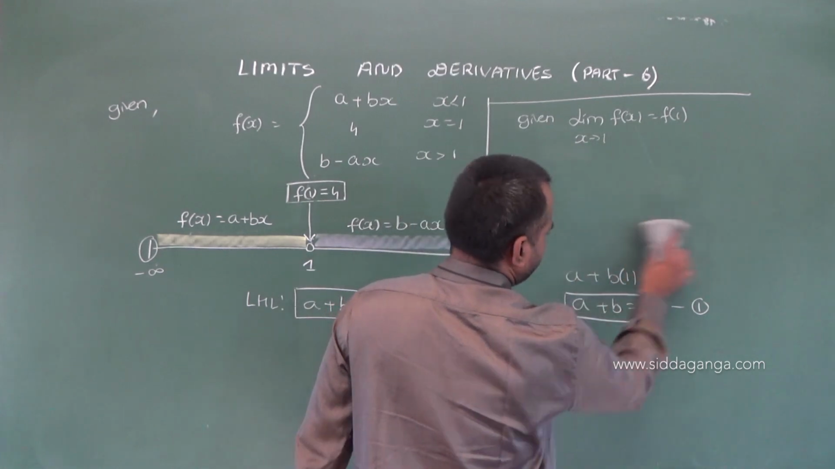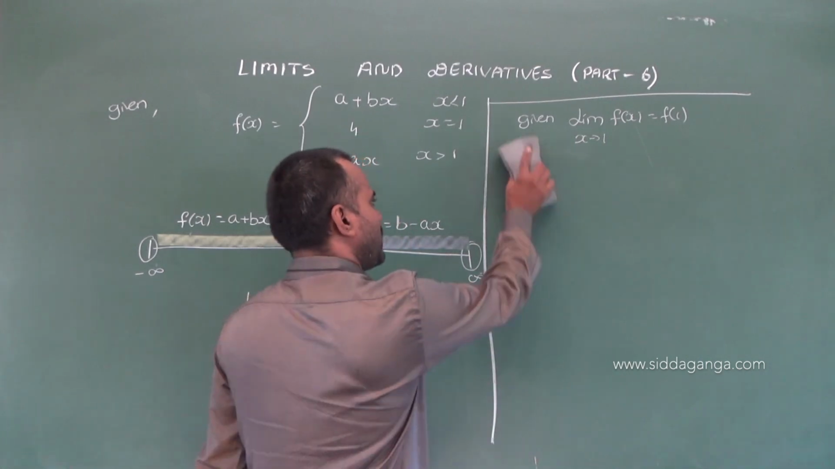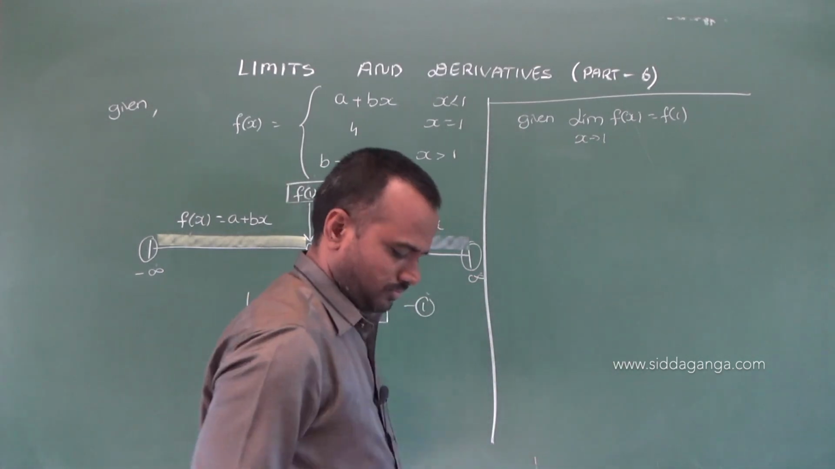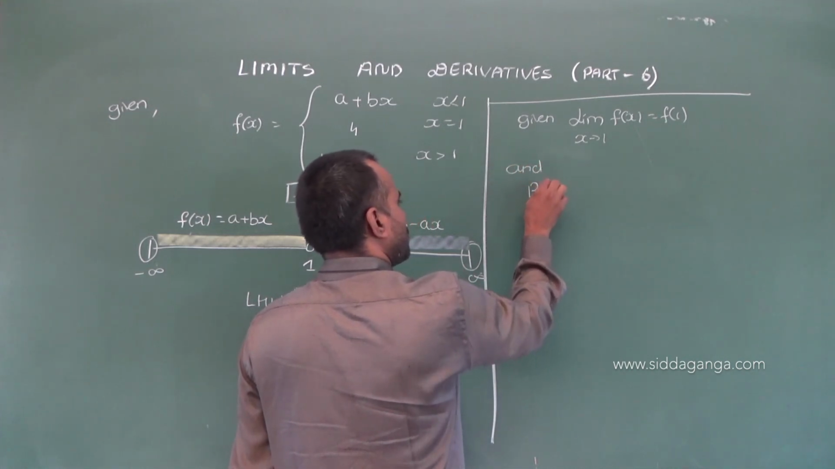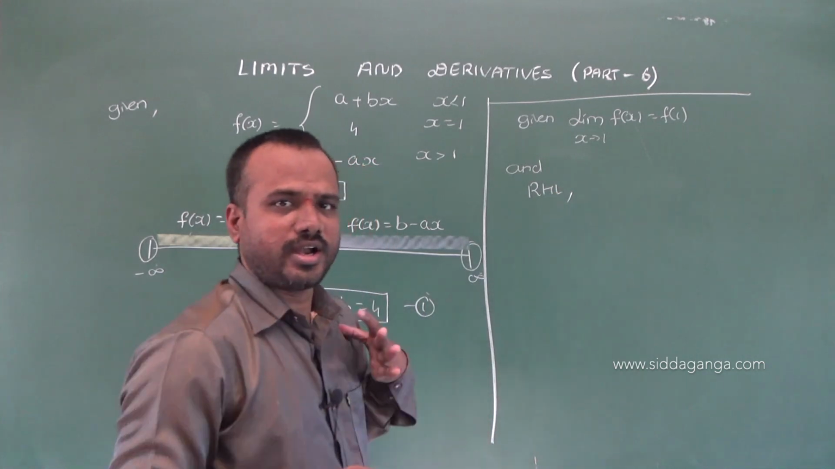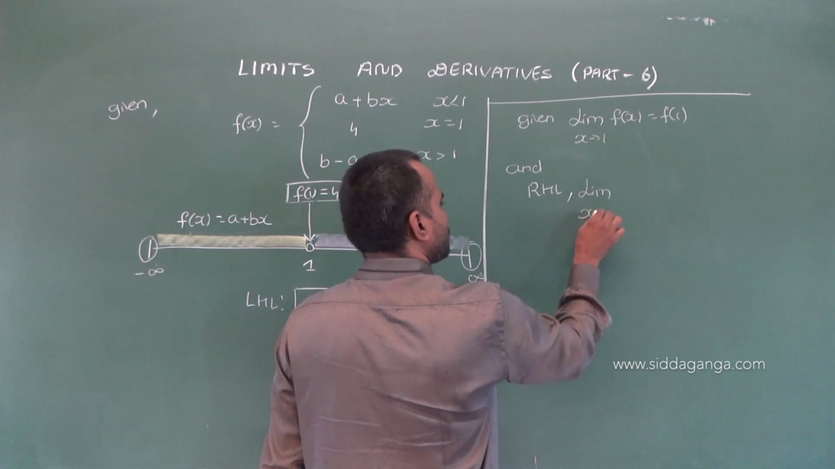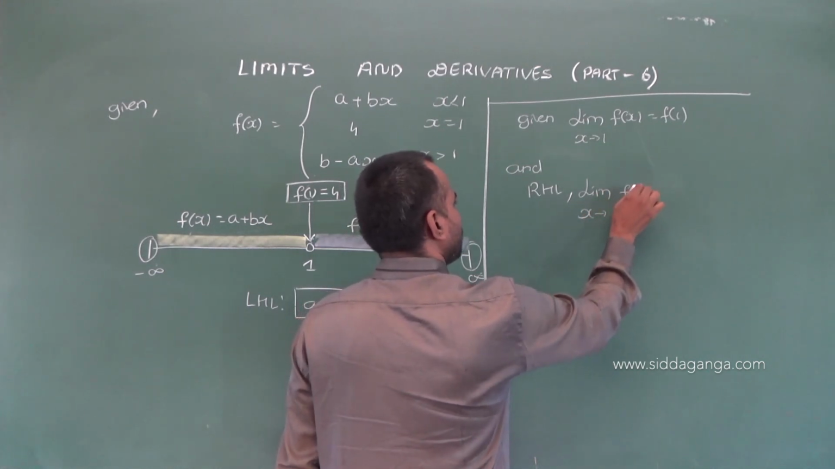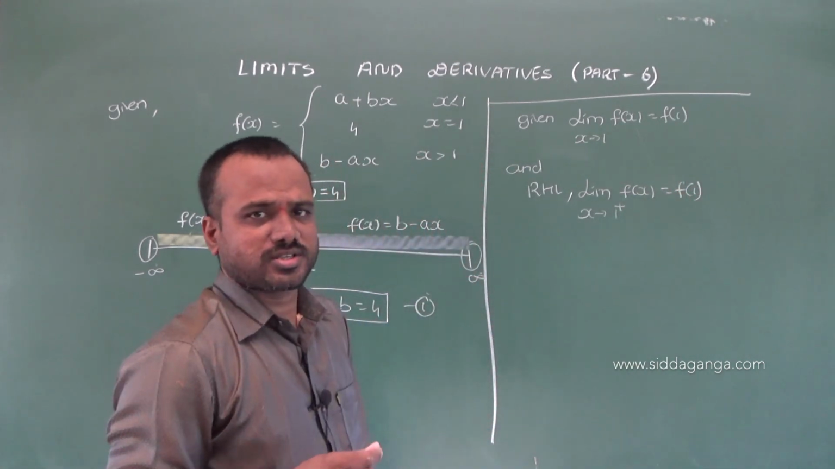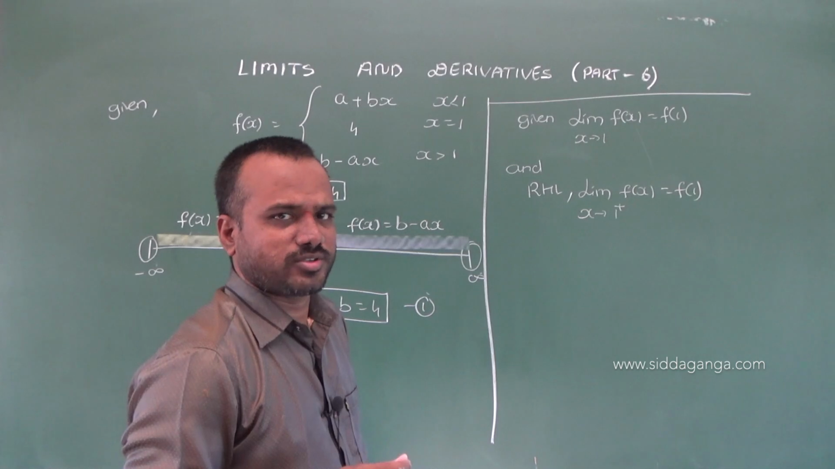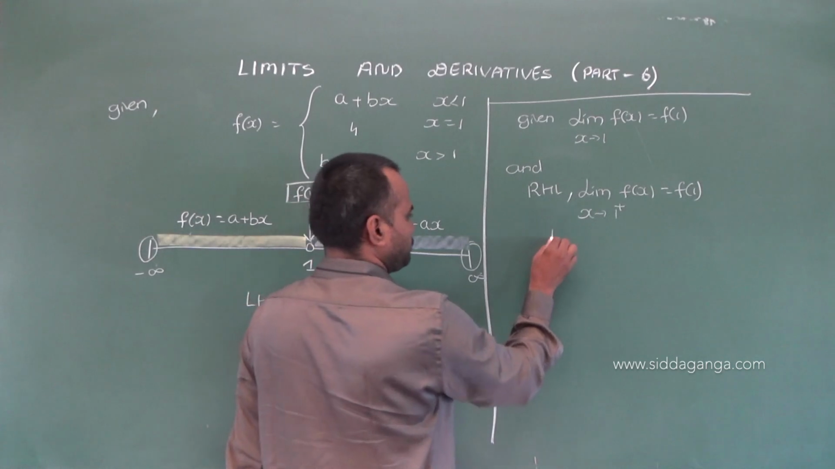Similarly, the second one, the right hand limit: limit x tends to 1 plus f of x is equal to f of 1. Limit x tends to 1 plus of b minus ax.